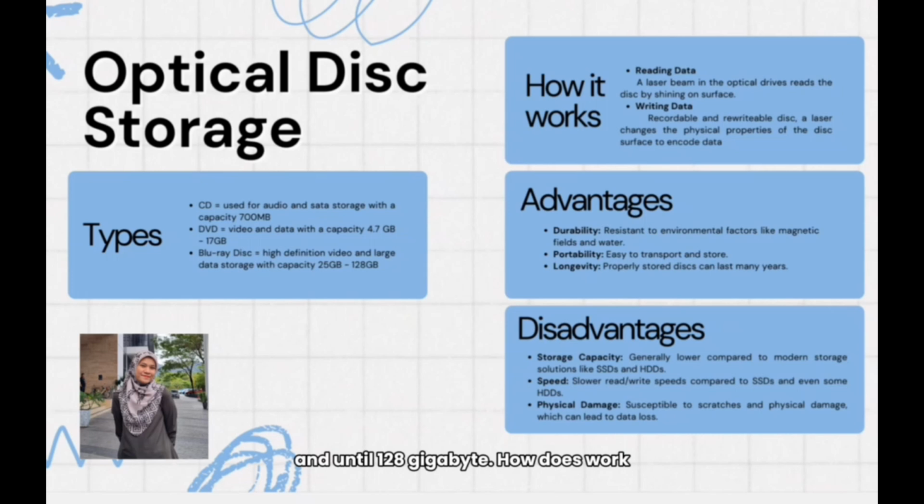How does it work? For reading data, a laser beam in the optical drive reads the disc by shining on its surface, and for writing data, on recordable and writable discs a laser changes the physical properties of the disc surface to encode data. Okay, how about the advantages and disadvantages? Now we look at it.